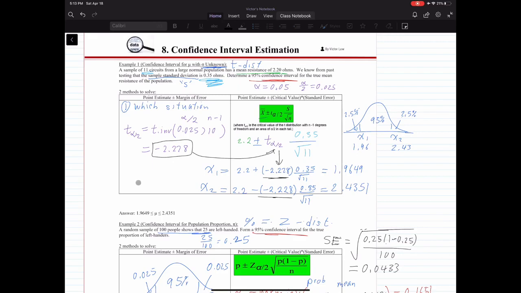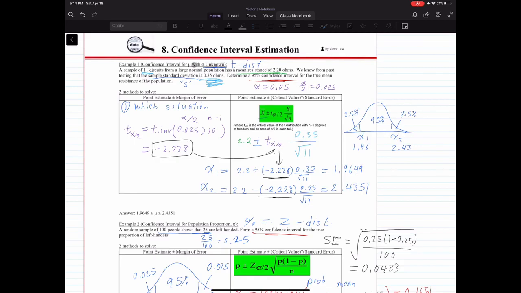So our first step is we need to understand which situation we're in, because we have three situations right now. The first situation is we have the population mean with population standard deviation. The second situation is we have population proportions. And the third situation, the new situation, is population mean with sigma unknown. And this is the situation that we're in right now. We're in the third situation.